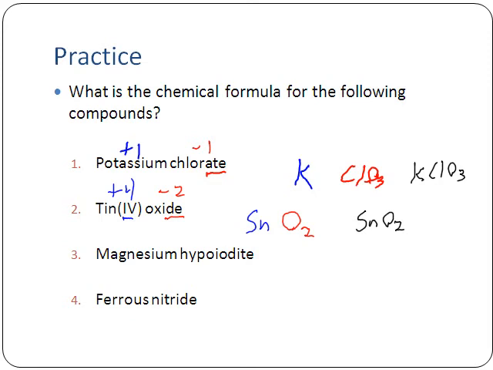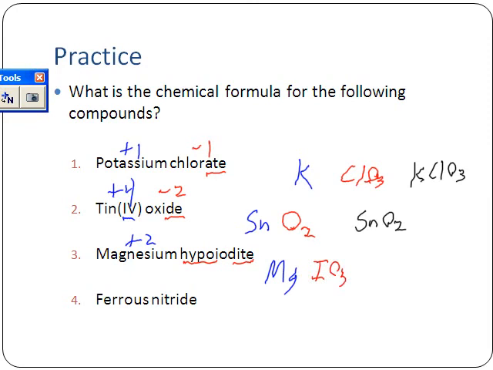Our next one is magnesium hypoiodite. Magnesium, we look that up, Mg, has a charge of +2. Hypoiodite has an ending of ite, which indicates that what we've got here is a polyatomic ion, and one that's reduced. But it also has a prefix of hypo. So what we're going to want to do here is, number 1, go ahead and look up iodate, because that's going to be the root here. If we look up iodate, we get IO3 minus for that. The minus indicates it's a -1 charge.